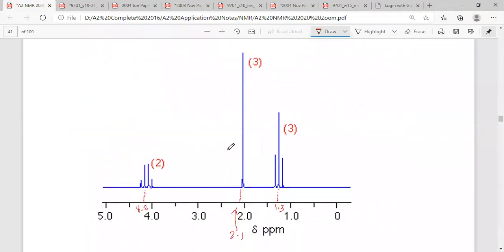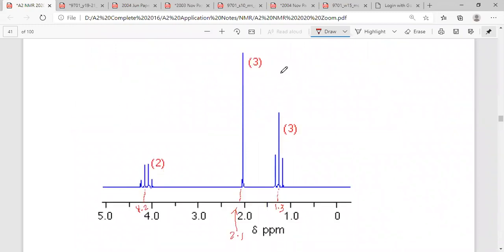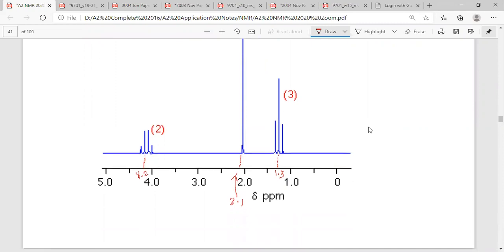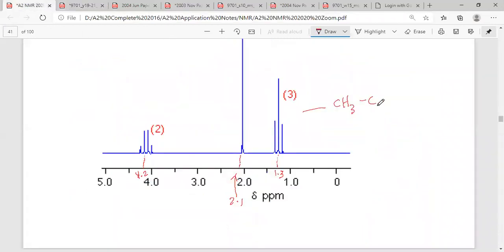Now let's go here. What information can you get from the NMR spectrum? Here you get 2, 3, 3. Because this one is about 1.3, you might expect this to be CH3 joined to a C. Around this value, it is CH3 joined to carbon; if it were joined to oxygen, the value would be different. So this one will be CH3 joined to a C. Now this one here, first talk about the type.